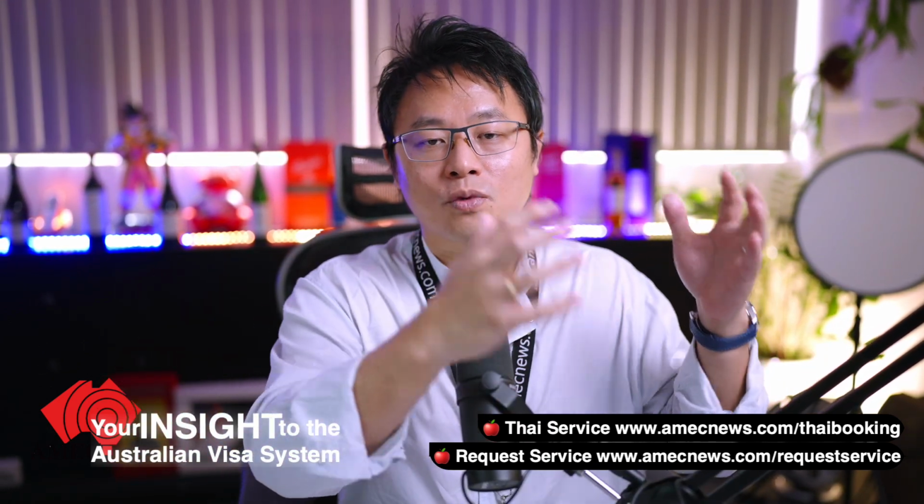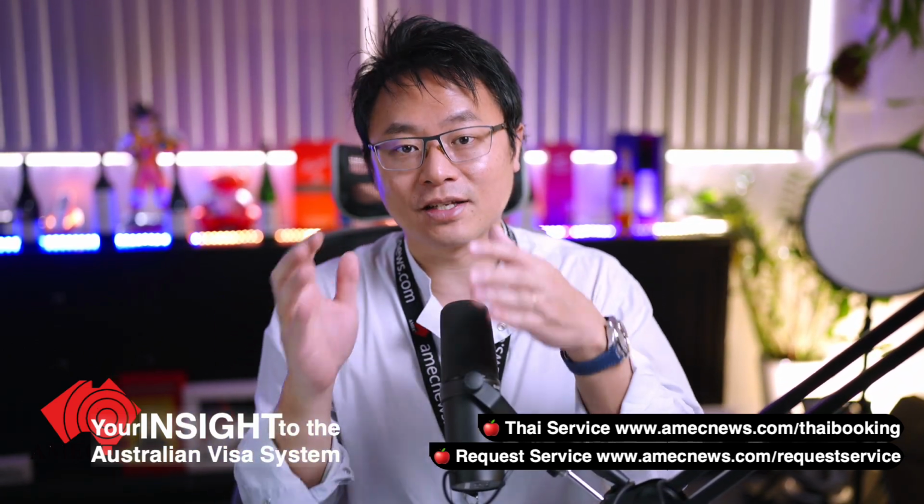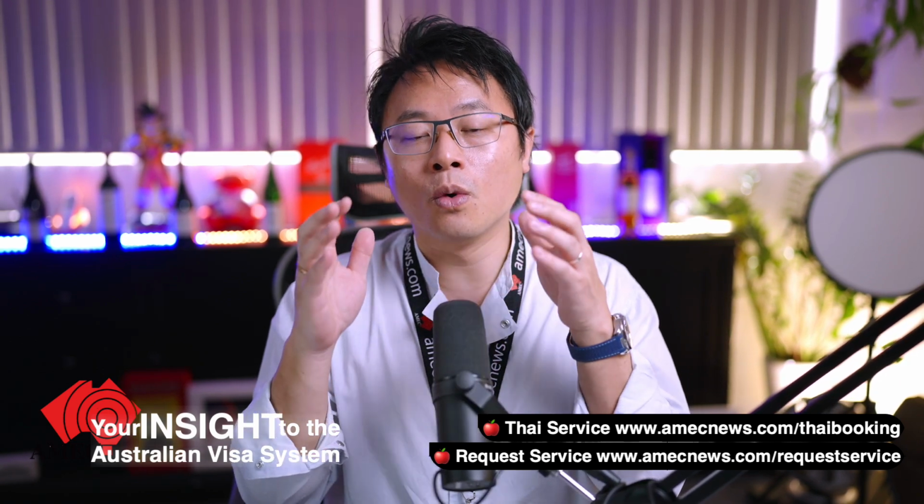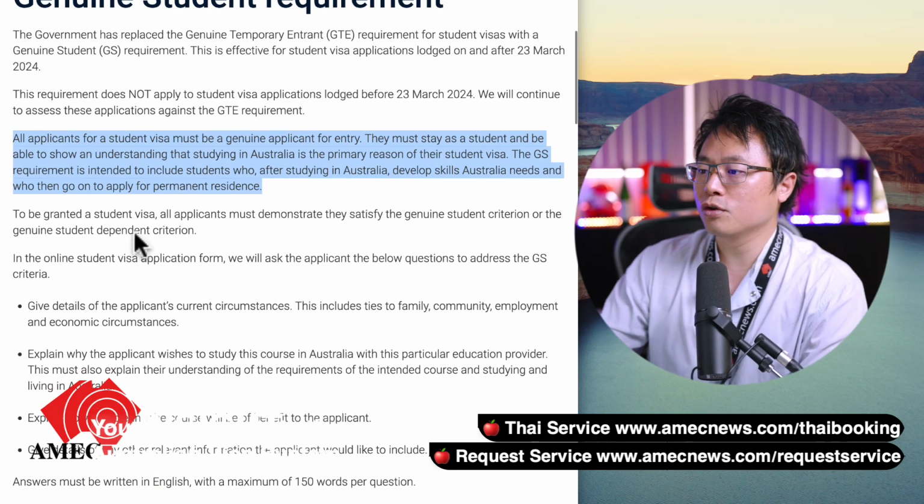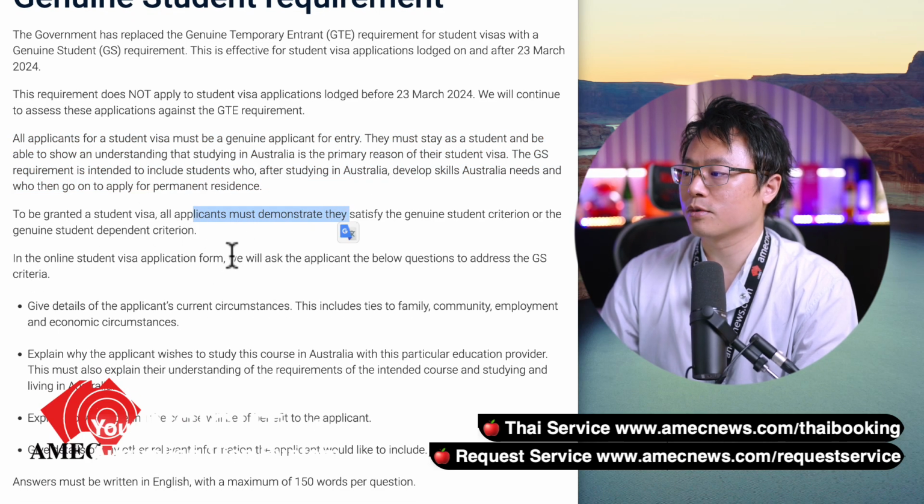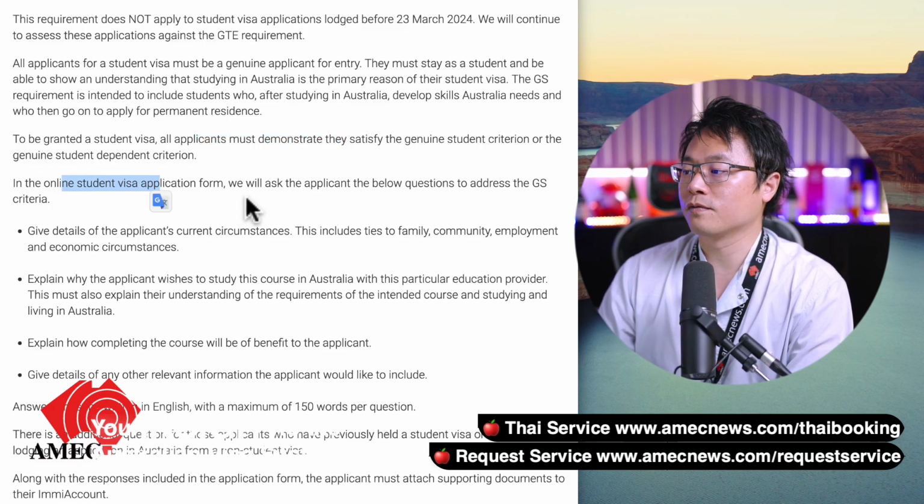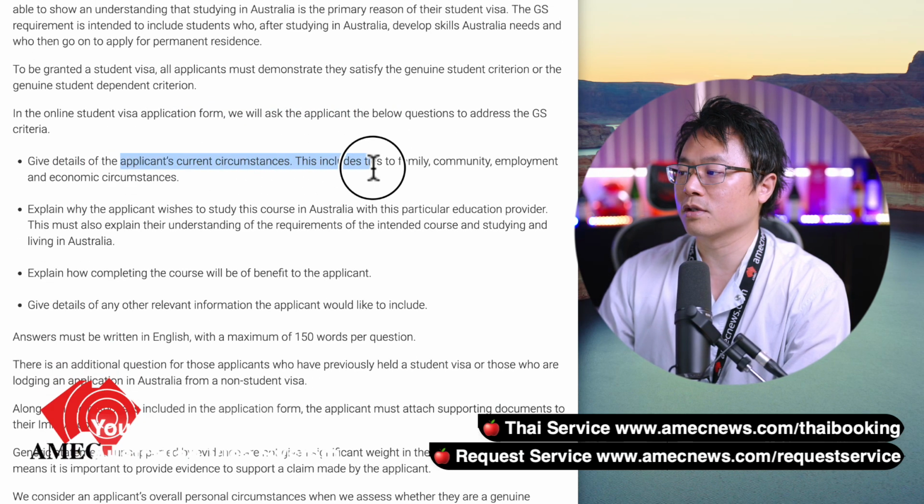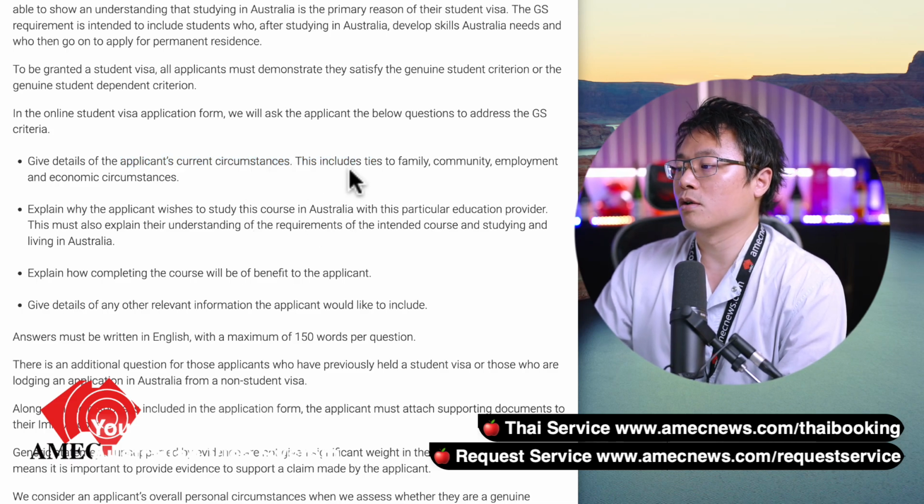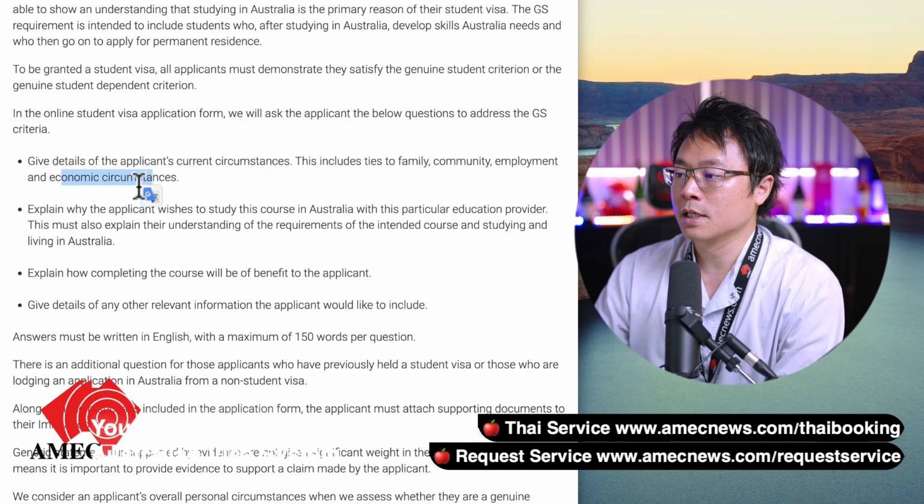But why are these changes? It's more emphasizing the right of the government to reject students if they identify there's a potential or intent to not being a genuine student. See what I mean? Or it was there, but they just wanted to enforce it more legally. Okay. To be granted a student visa, the student must demonstrate they satisfy the genuine student criterion. In the online student visa application form, you are asked the below questions. First, give details of the applicant's current circumstances, including types of family, community, employment, and economic circumstances.